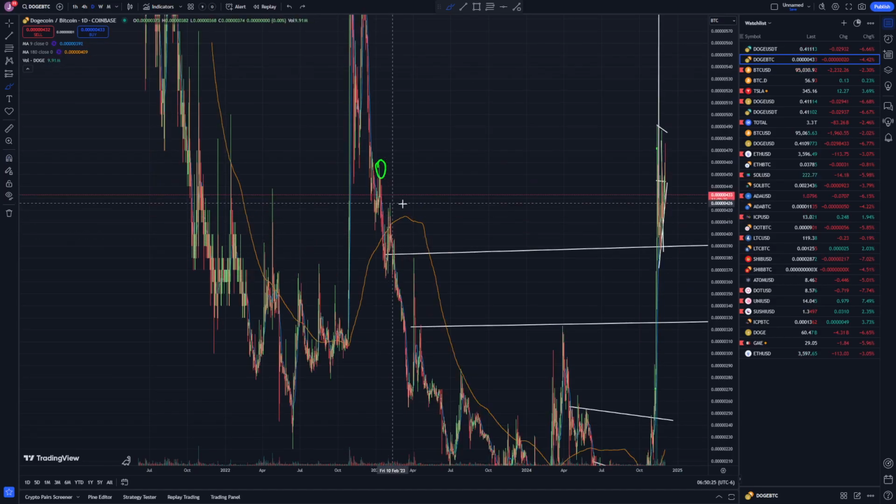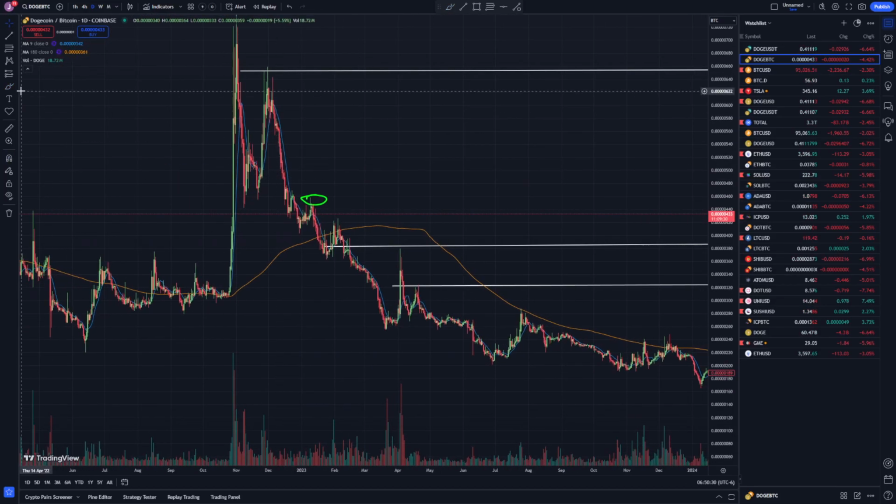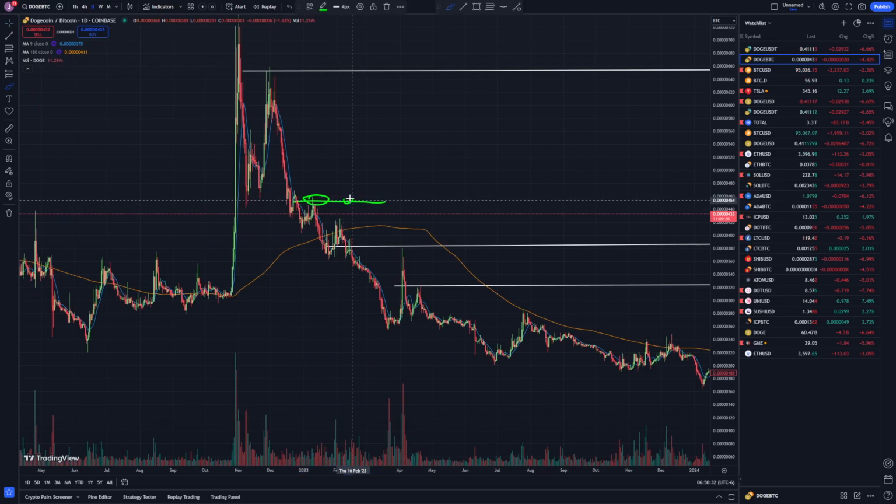So let's say we break this resistance right here, like I was just saying, boom. If we could break out of that, I don't see a lot more resistances. So if we could break this one, maybe we'll get a big move to the upside.